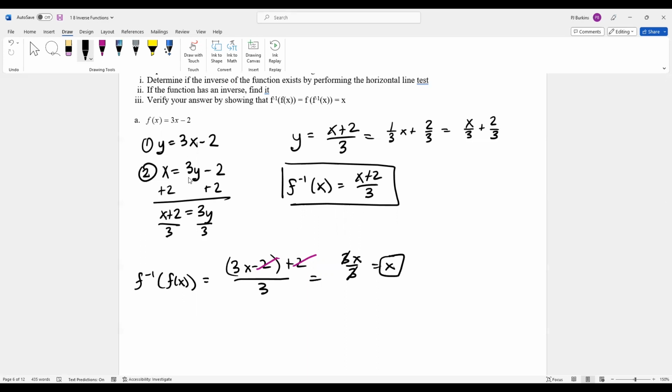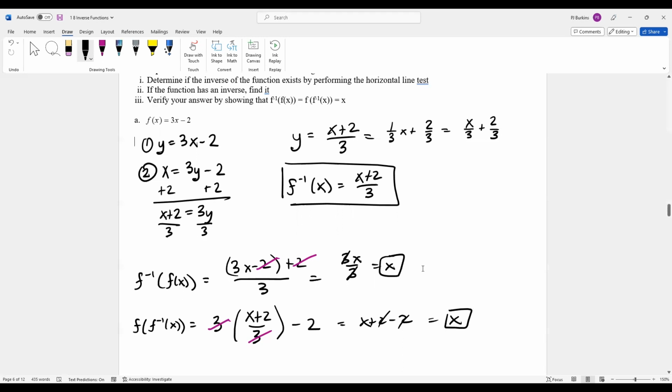We also would need to do f of f inverse. And so that's going to be 3 times x plus 2 divided by 3 minus 2. 3 over 3 cancels there. Then we get x plus 2 minus 2. And that yet again just gives us x. So everything looks good there.